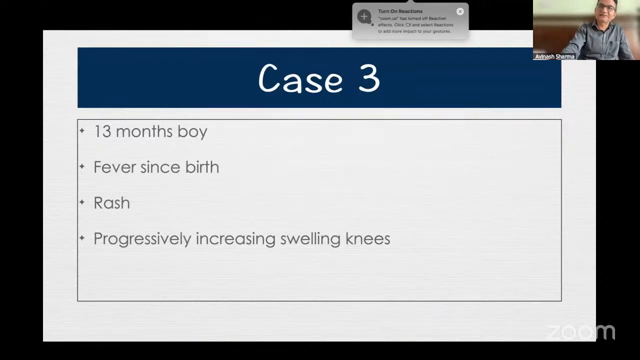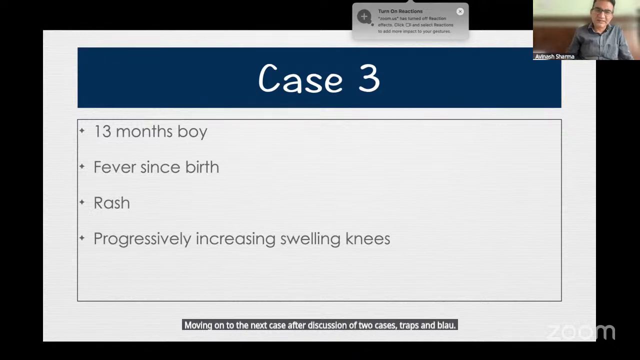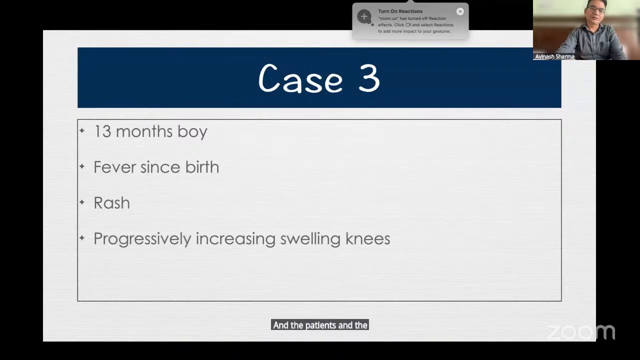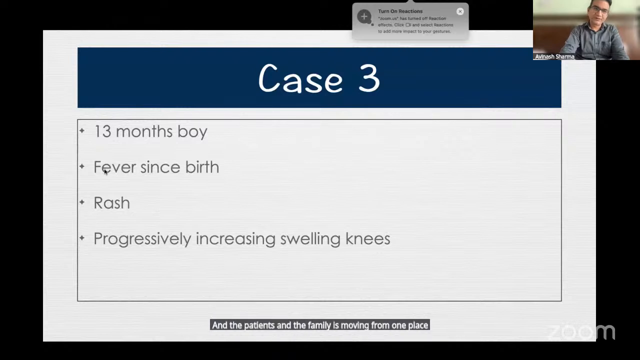Moving on to the next case, after discussion of two cases, TRAPS and Blau. This is a young boy, virtually an infant, symptomatic since birth. A very important point to note is that this child has had fever episodes since birth, along with an erythematous rash, which is also there since birth.